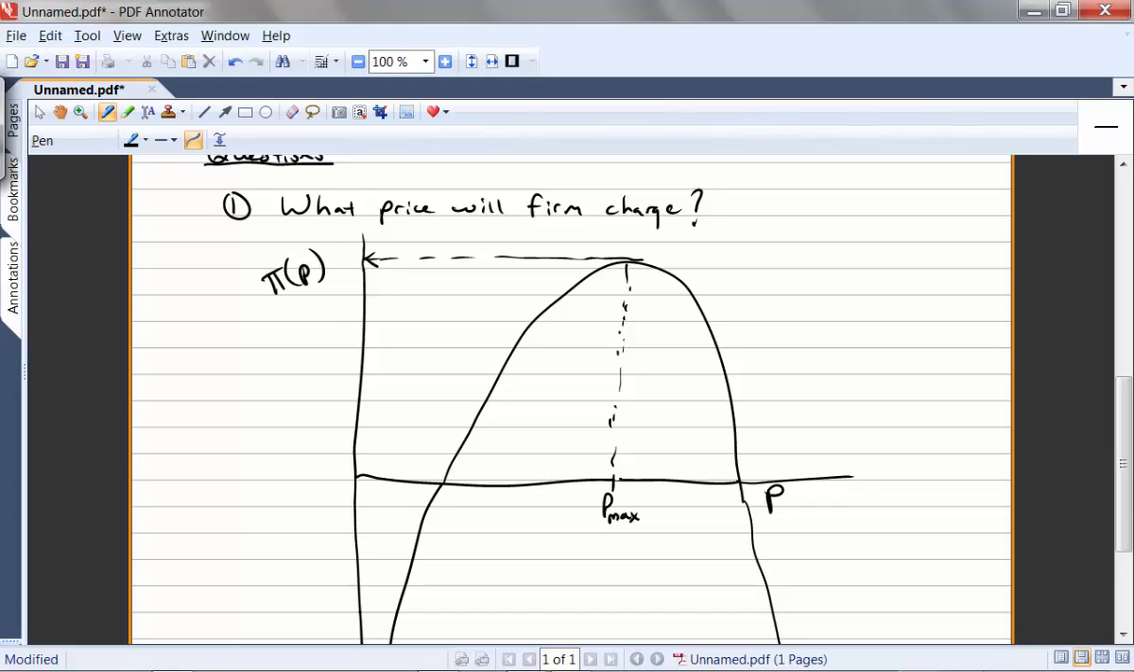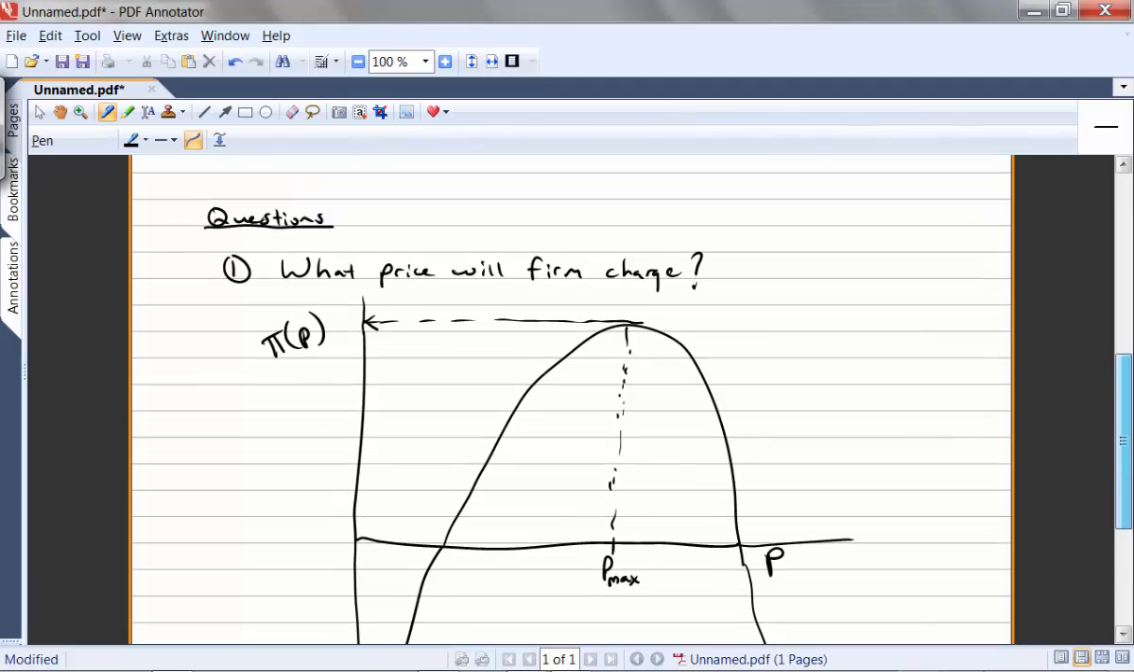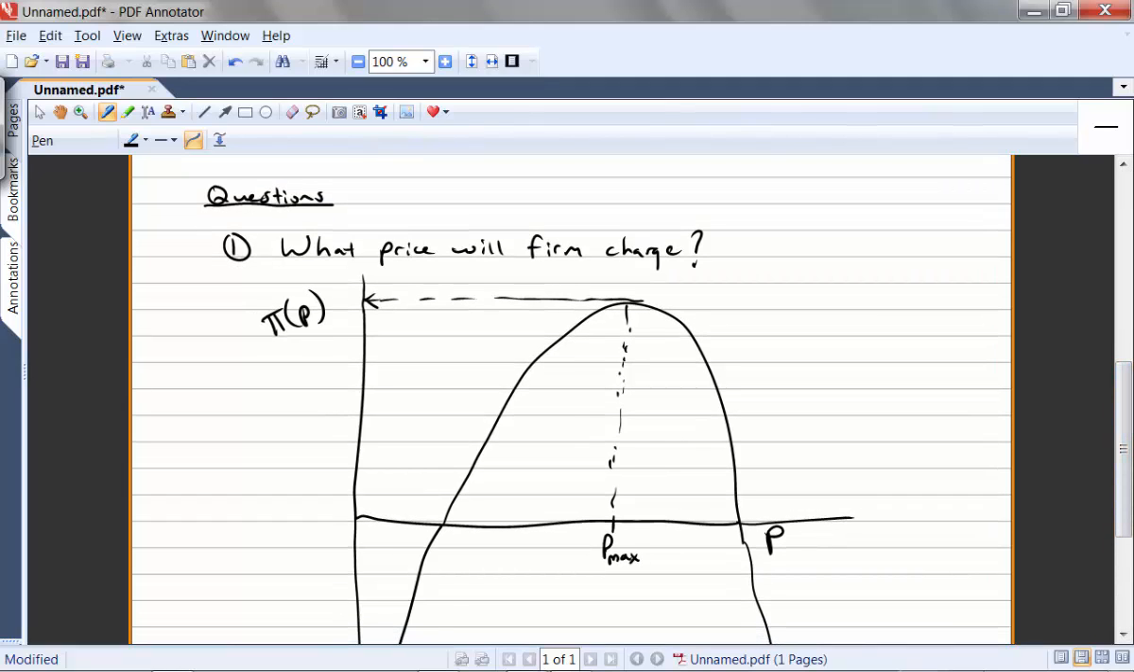So the question is, what is P max? Well, it turns out we can use calculus to figure out P max. Notice that the slope of the tangent line to this function at P max, here's the tangent line, the slope of this tangent line is 0. Notice that.